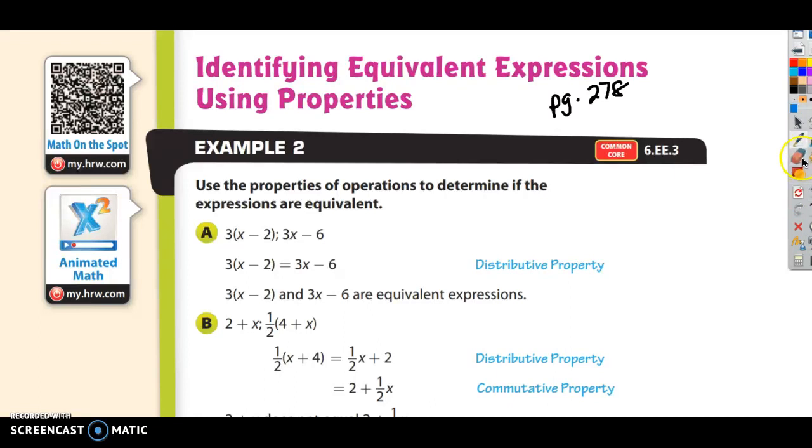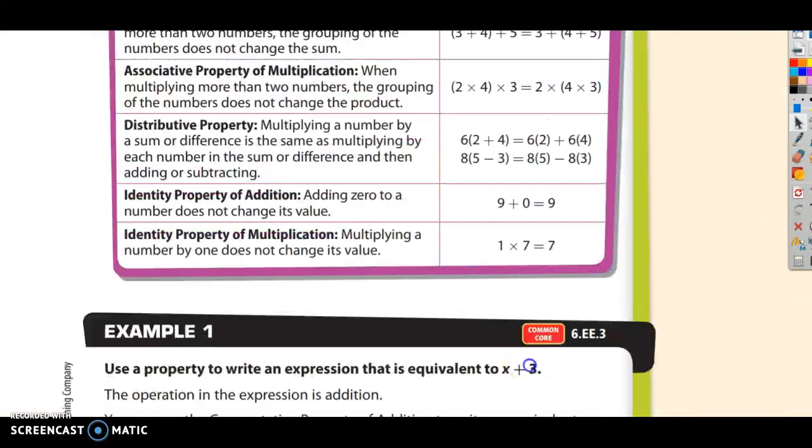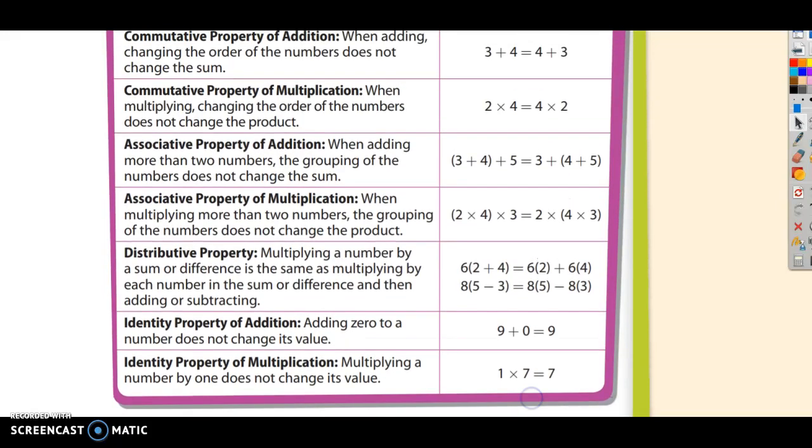And the reason why I just want to look at that one real quick is because the book here is showing us that both A and B are examples of the distributive property. So let's go back and read that. I'm going to do that a few times. The distributive property, there's only one. Most of these have two, the associative property of addition and the associative property of multiplication. But the distributive property, there's only one.